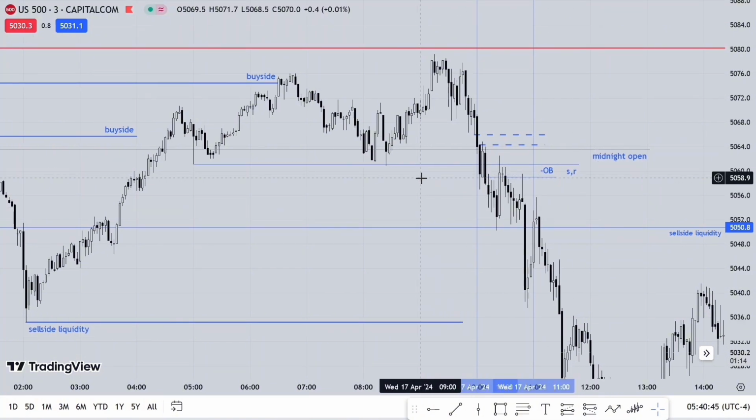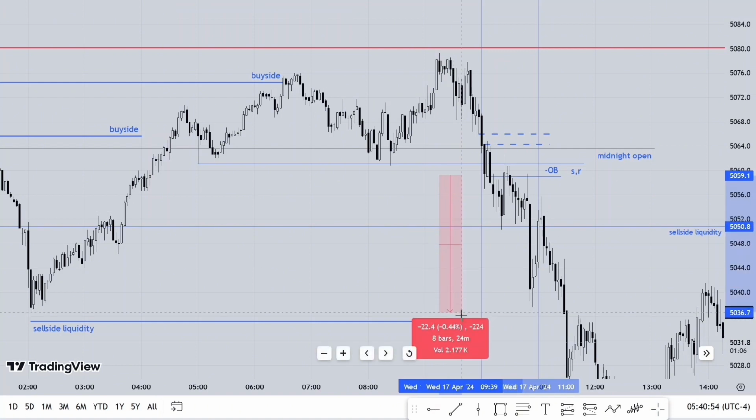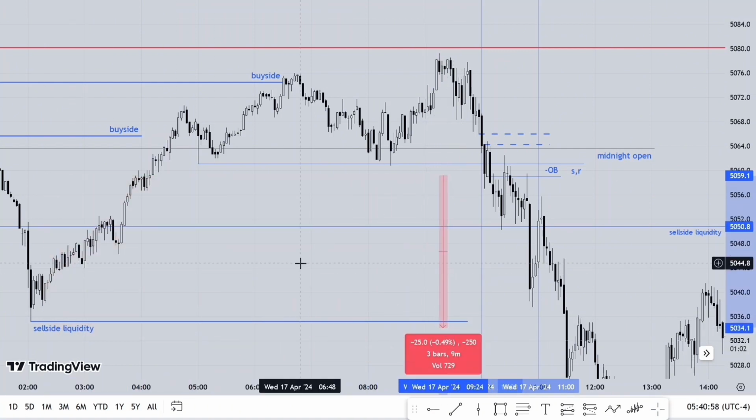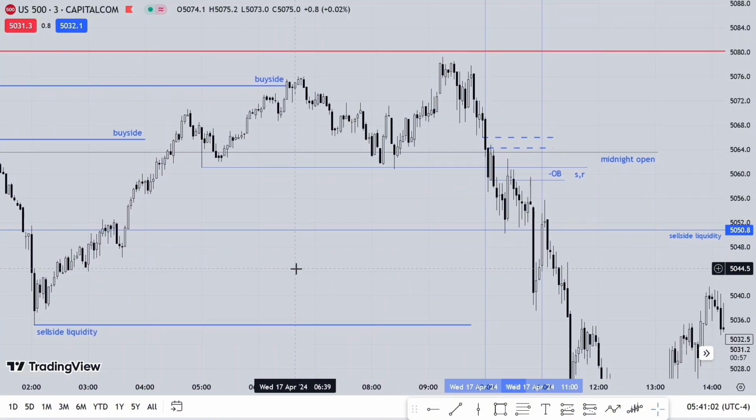So if you are anchoring your entry model to this order block here, you enter from this order block, going for sell side liquidity and lower. Your stops should be above this imbalance here because price can still trade back into this imbalance.